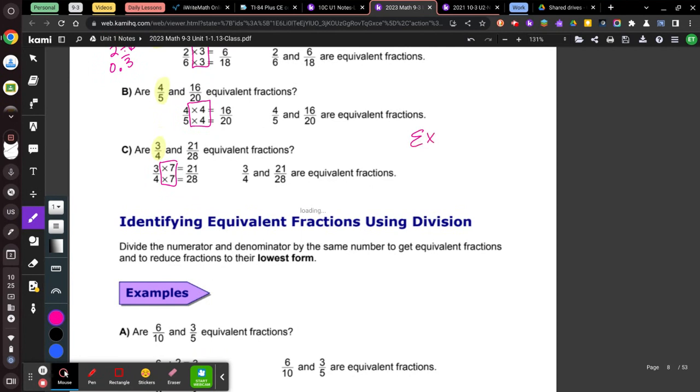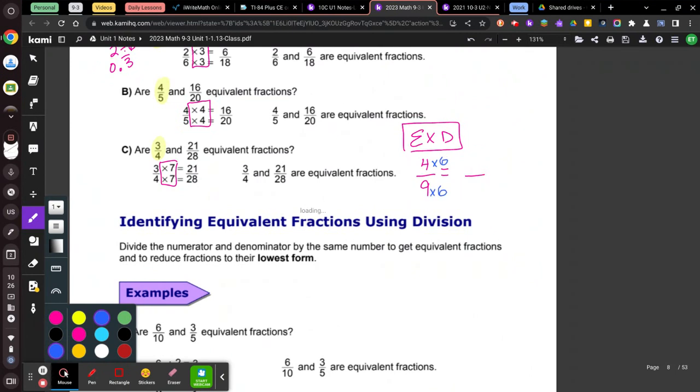Here's another example. So we're going to go example D. So if I've got the number, let's go with 4 over 9, and I want to make an equivalent fraction. Well, I'm going to choose any number. It doesn't matter what number I want to choose. Somebody shout me out a number. 6. All right, 6. So we're going to times this guy by 6. And if I do it to the top, I'm doing it to the bottom. So I'm going to do it to both numbers. So then this one becomes a 24 over 54.